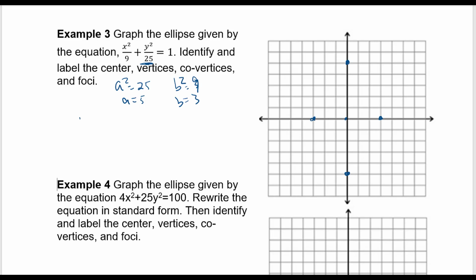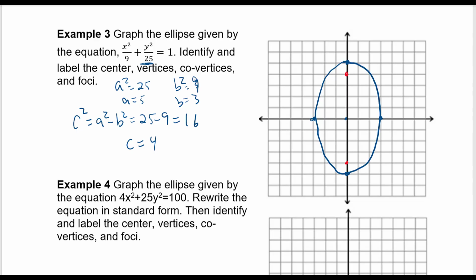And our foci, so c squared is a squared minus b squared. So that's going to be 25 minus 9 is 16. So c is going to be 4. So we go up 4. I'm going to change colors for that. And down 4 for our c. And then we can plot a nice curve. There you go.